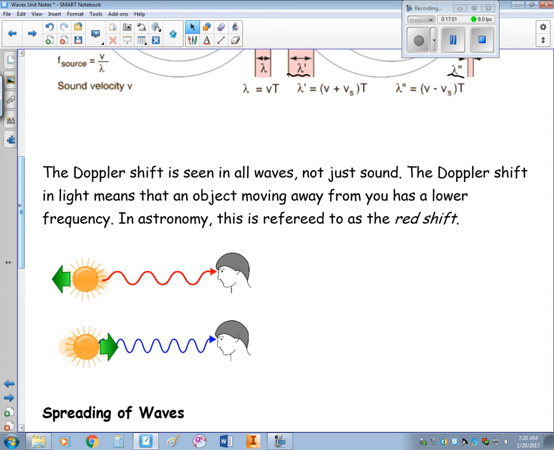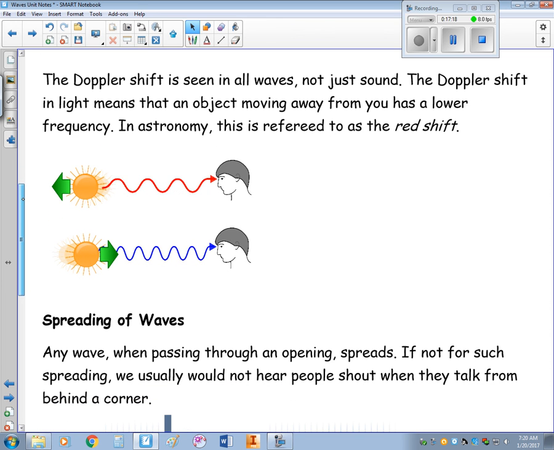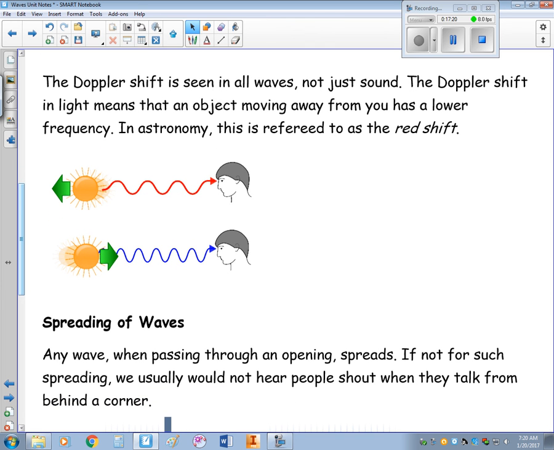Now this Doppler shift is seen in all waves, not just sound. The Doppler shift in light means that an object is either moving away from you or toward you. If an object's moving away from you, it's going to have a lower frequency shift, and if it's moving towards you, it's going to have a higher frequency shift. And this gives us red shift or blue shift in astronomy.